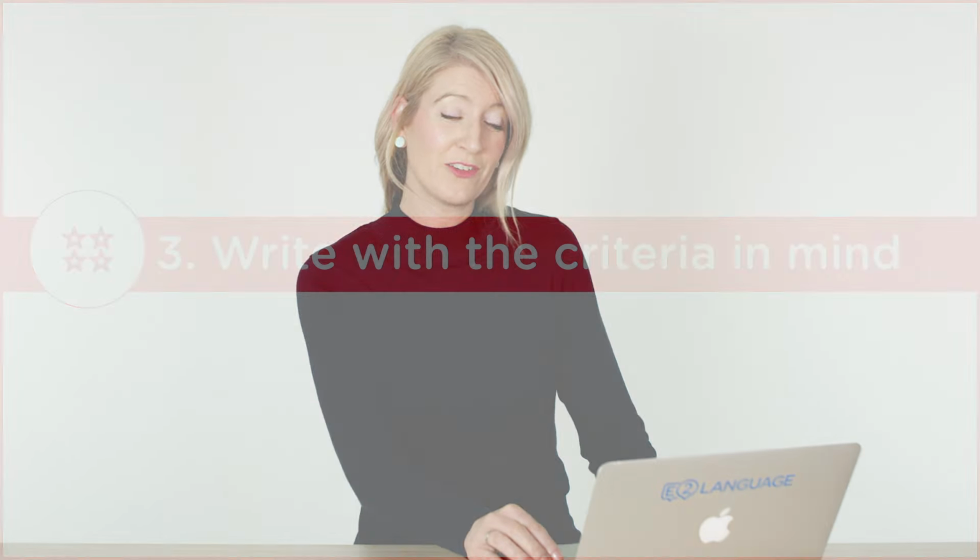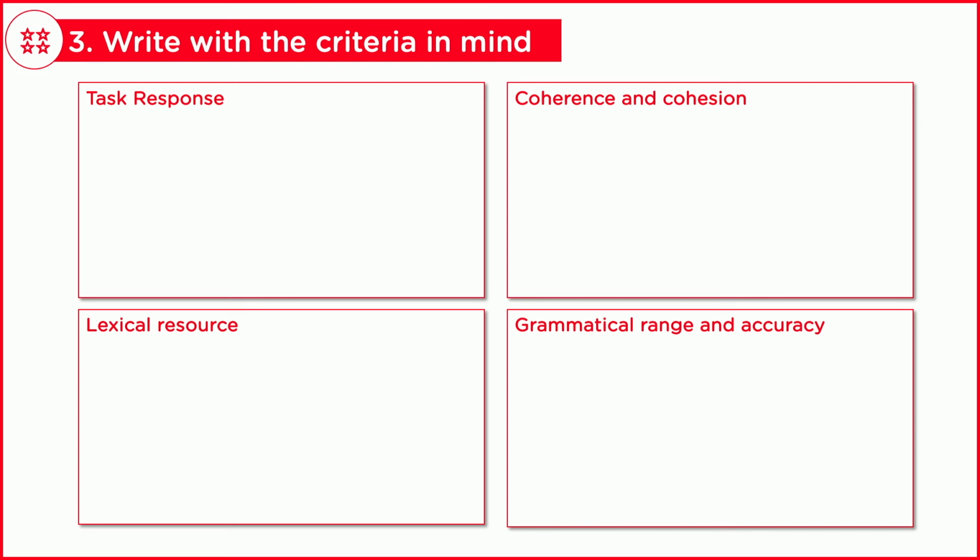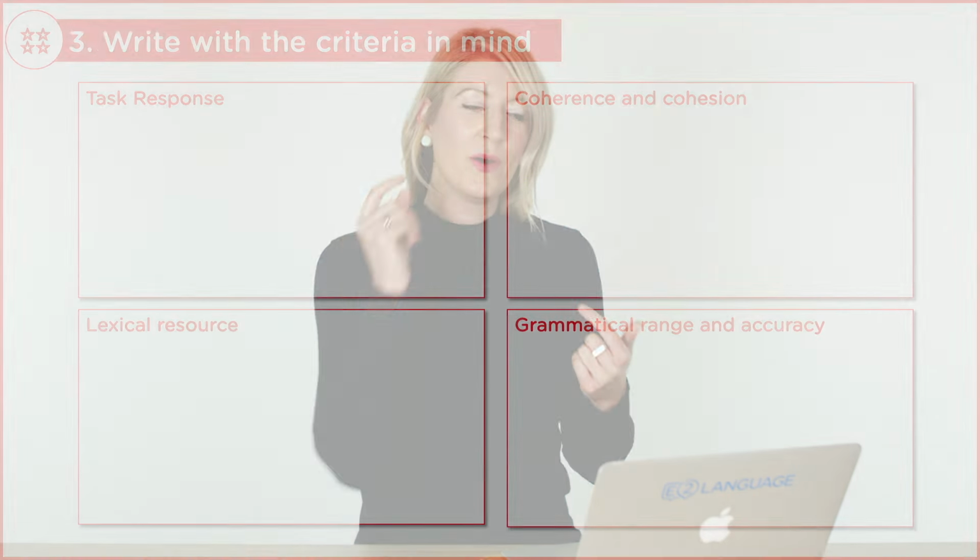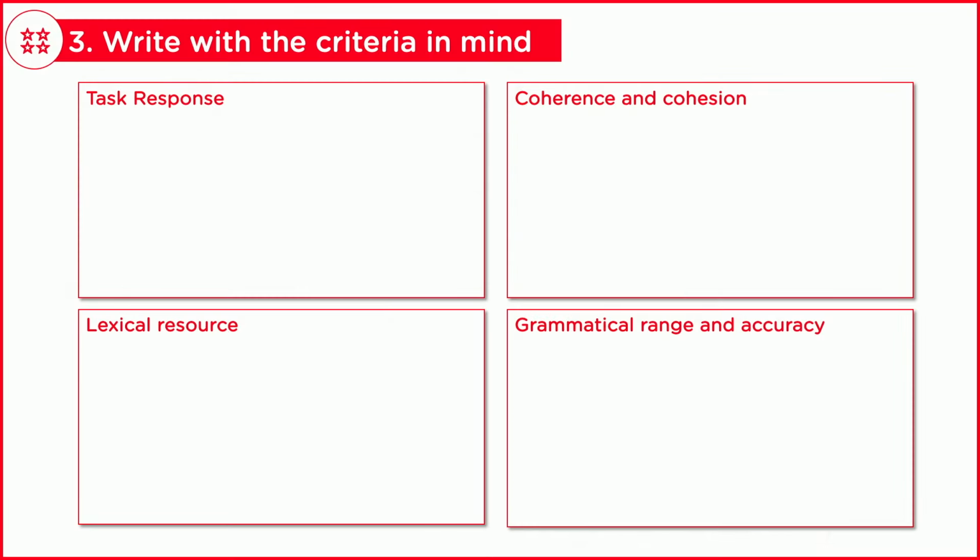So with all that in mind now, we are ready to write, and we're going to write with our criteria in mind as always. These are the 4 criteria: task response, coherence and cohesion, lexical resource, grammatical range and accuracy. Just before we go on, I want you to take 60 seconds and type or write down or just think about all of the features of these 4 criteria. Can you remember, what do you have to do to score well in task response? What do you have to do to score well in coherence and cohesion? So just take a moment and remind yourself of those important things.